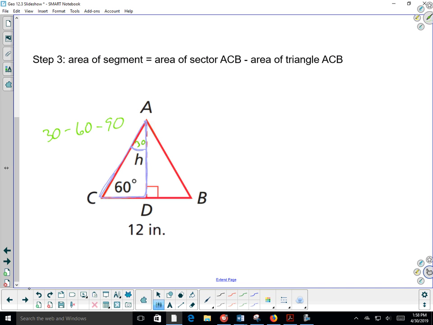Let's put it to a vote. How many people want to use 30, 60, 90? How many people want to use trig? We cannot use the Pythagorean theorem because we only know one side of a right triangle. You need to have two sides in order to use Pythagorean. AC has to be 12 and CD would be 6.